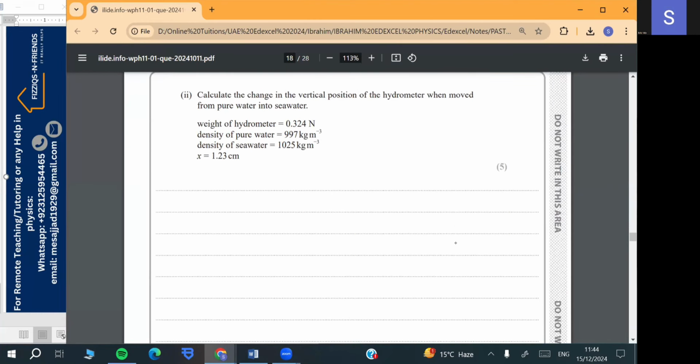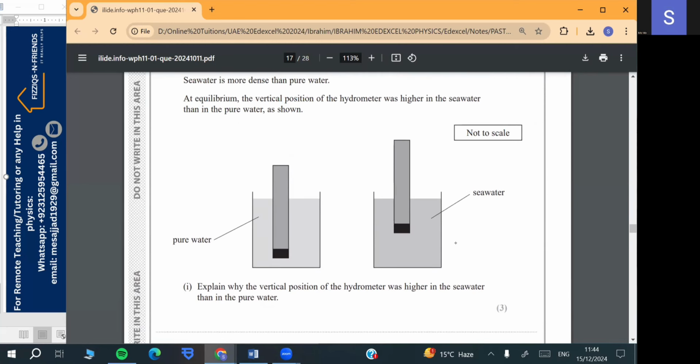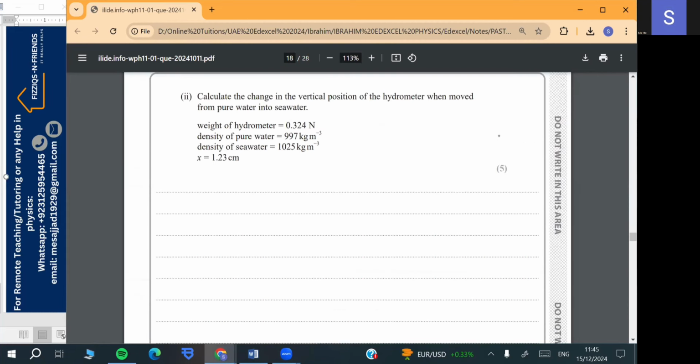Calculate the change in the vertical position of the hydrometer when moved from pure water into the seawater. In pure water, it was more in the water, this submerged height. So actually, they're asking you: previously this was more, and now this is less. So they're asking you how much of the component from here is now out of water. This is what you need to calculate. It is a 5 marks question, so of course it is going to be a long question.